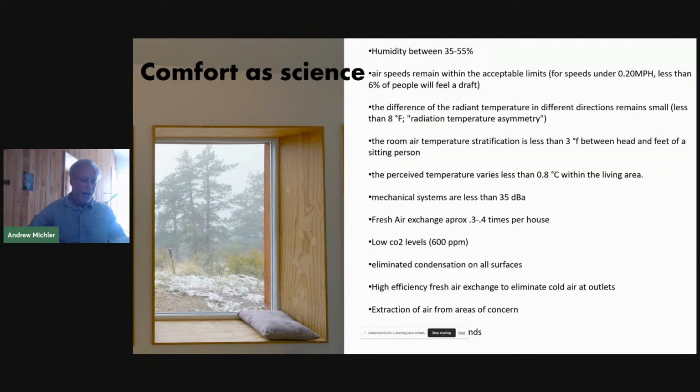High efficiency fresh air exchange, we go back to that over and over again. But another thing is that we don't want to put in cheap equipment that's not efficient in that heat exchange, because if you put cold air into a bedroom, it could be fresh, but if people feel a cold spot, they're going to inevitably turn that off, and now you don't have a fresh air system anymore. So that has to be really quite thoughtful. And then extraction of air from areas of concern, I just went through that earlier. Bathrooms, kitchens, things like that. We want to get that bad air out as quickly as possible.